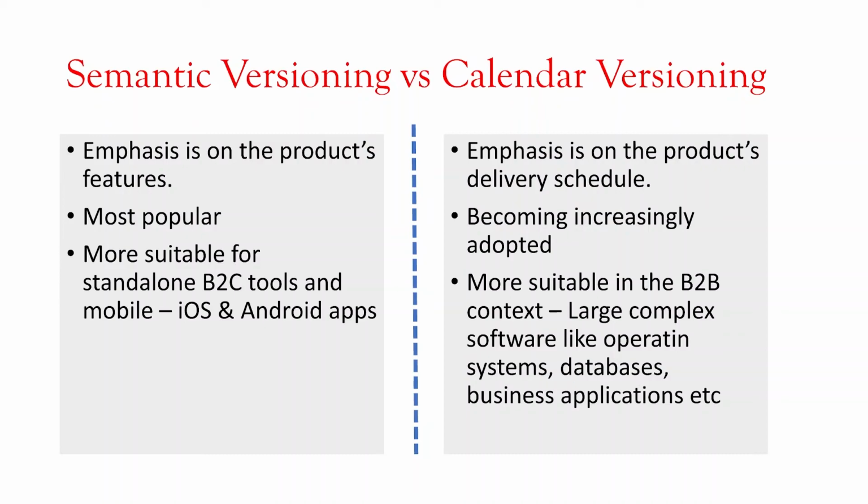upgrading software or even moving from one version of the software to another, it's not a simple job. It involves a lot of people, a lot of downtime, a lot of planning in advance, maybe like a year in advance. So it is very critical for B2B customers to understand when a particular software is being delivered or when it can be expected, so that they can plan accordingly on their maintenance and other calendars. And therefore, B2B products are more suitable for the calendar versioning scheme, whereas semantic versioning is mostly B2C.